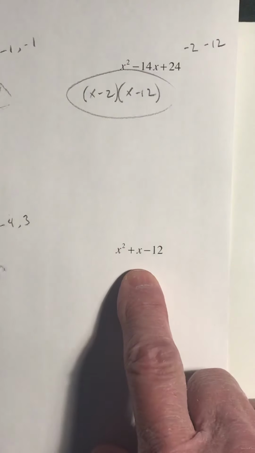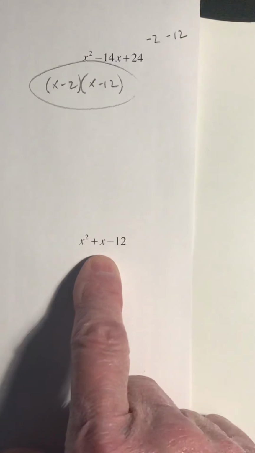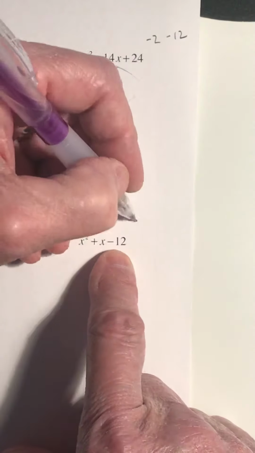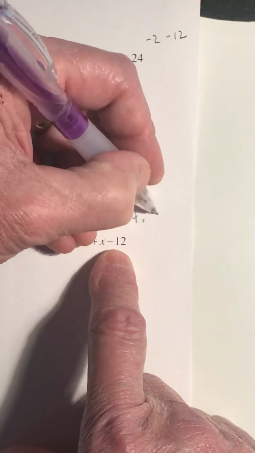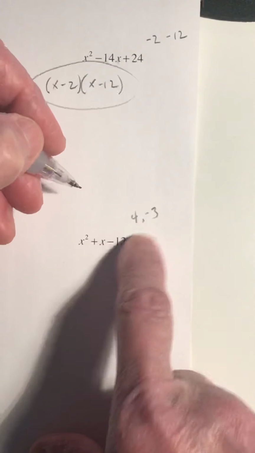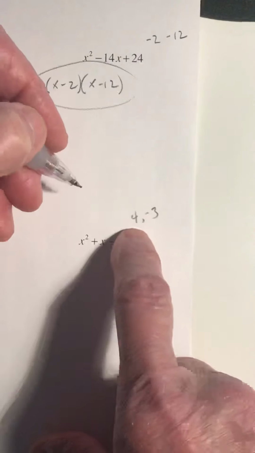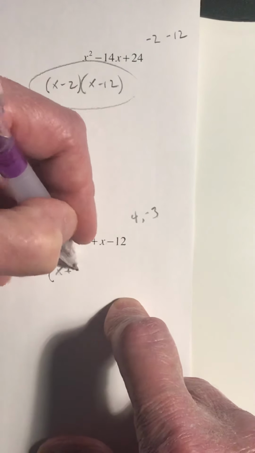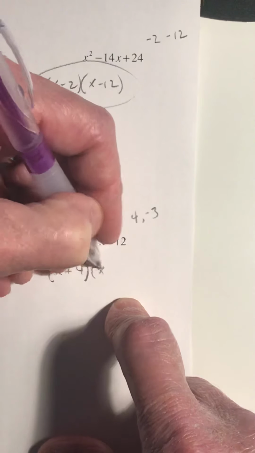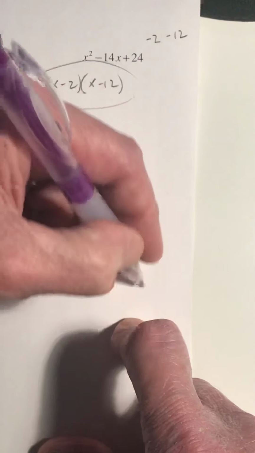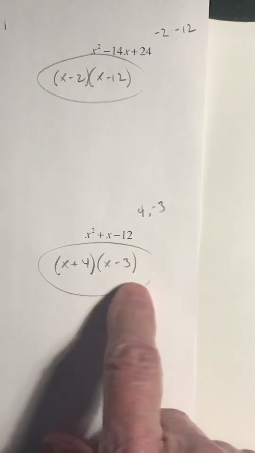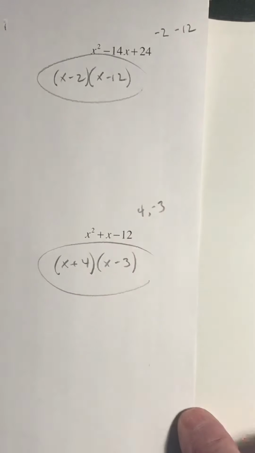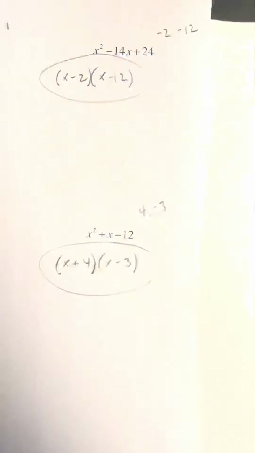Is this a rerun? This the same thing? No, it's got plus 1 in the middle. So this time we'll use positive 4 and negative 3. Those will add up to plus 1x in the middle, multiply out to make the minus 12. Our factorization looks like this. X plus 4, x minus 3. Multiply that out, you will get back what we started with. That's the end of page 2.